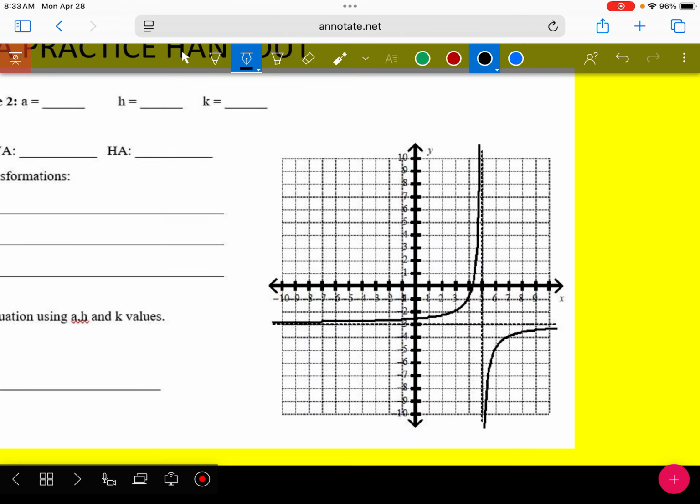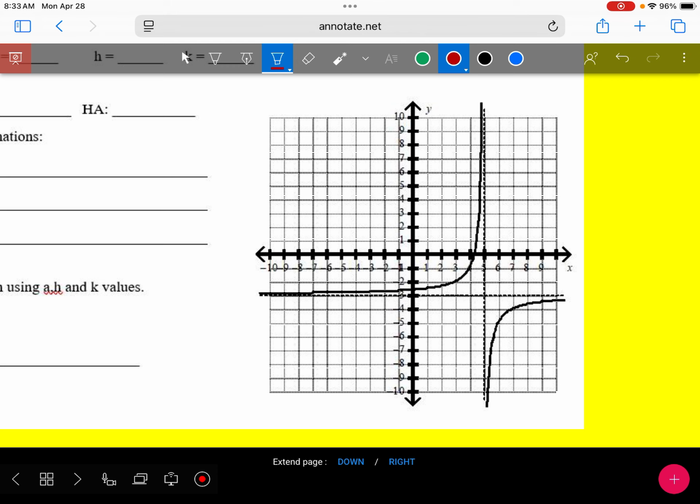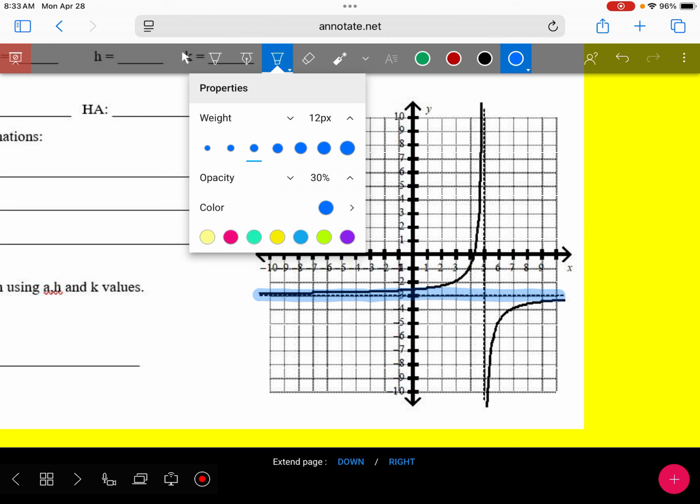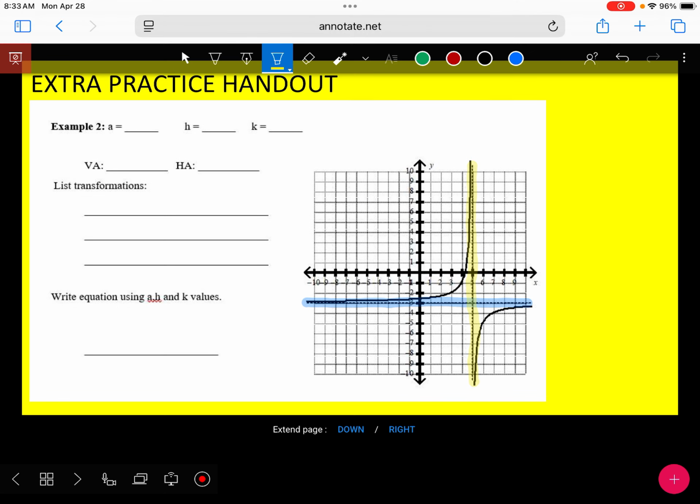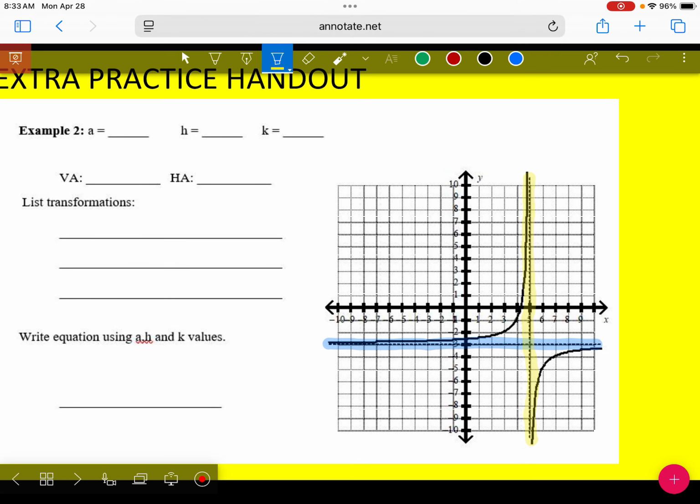So same thing here. I'm going to highlight my asymptotes. So the yellow one is vertical. The blue one is horizontal. So Morgan, where did that yellow one go through the x-axis? At what point is it going through x? At 5, good. So that tells me that h is 5.